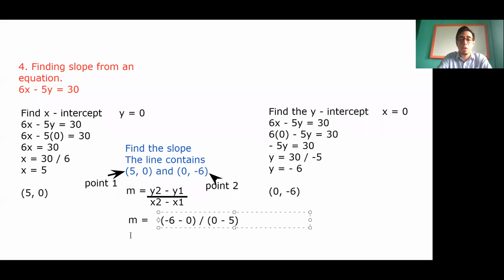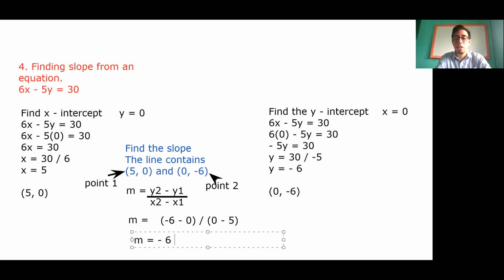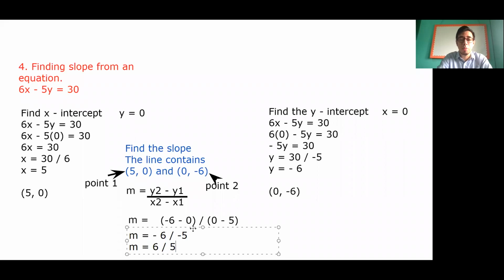I subtract to obtain the value of the slope. And we have that m is equal to negative 6 divided by negative 5. So finally, the slope is equal to a positive number, that is 6 over 5, because negative divided by negative, so you are going to obtain a positive number. This is the value we have for the slope. I'm going to draw this so you can see it better.